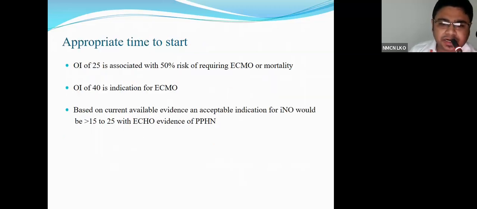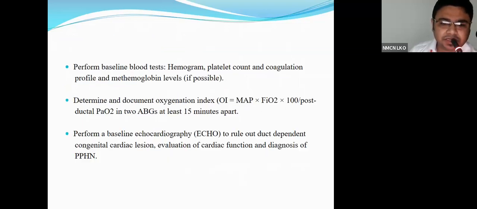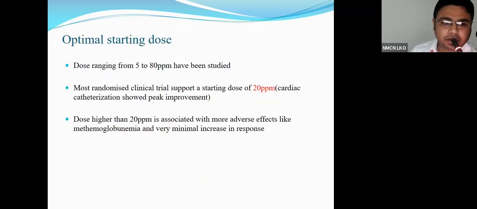So the appropriate time to start is when the oxygenation index is over 25. I think the steps in initiation can be discussed in the workstation, so I'll just skip it. The starting dose range is 5 to 80, but most of the RCTs have started with a dose of 20 parts per million. And usually, if you don't get a response at 20, it has been shown that you will not get a response even if you increase it.